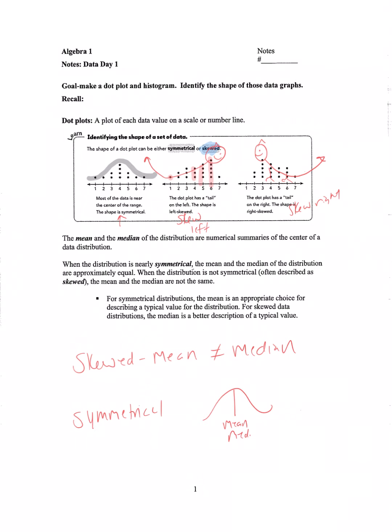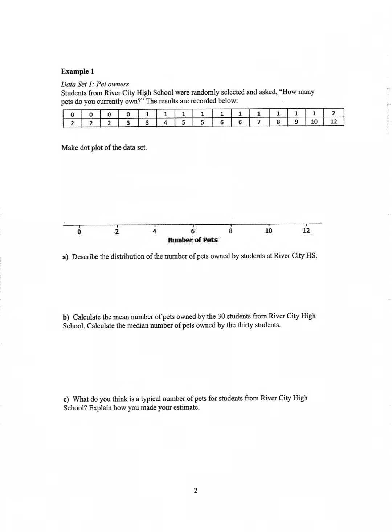I'm going to make two different ones here for you, and we're going to look at what they look like and find the mean and the median for both. So we're going to make a dot plot for this guy. For our dot plot, you can see we have zeros. We have 1, 2, 3, 4. So we have 4 zeros.